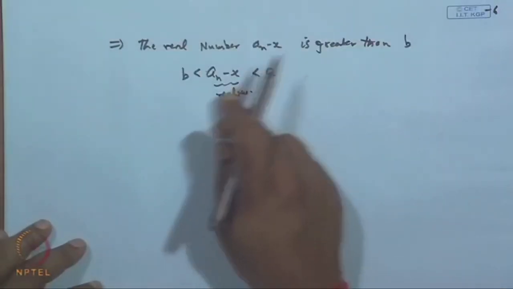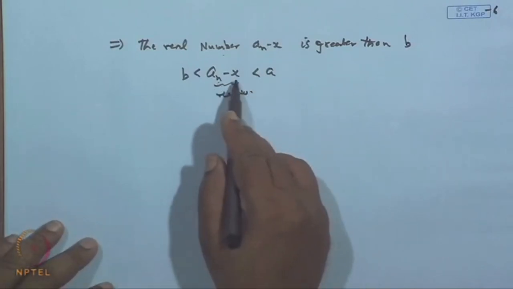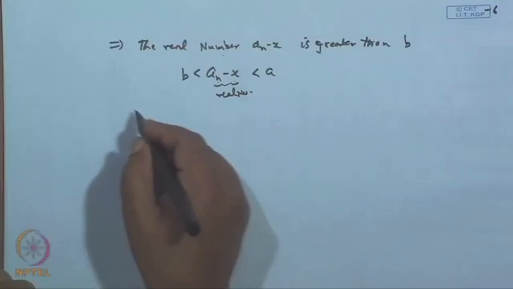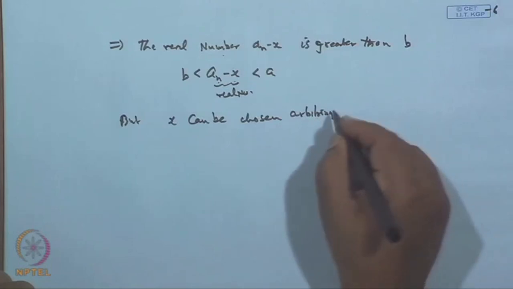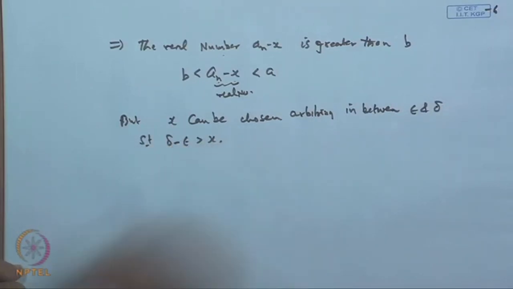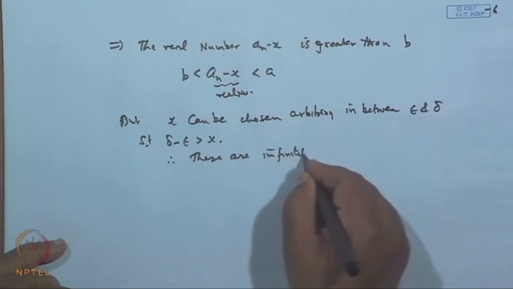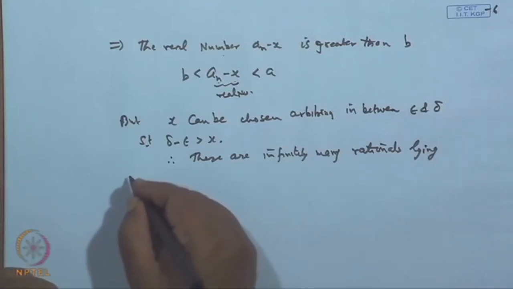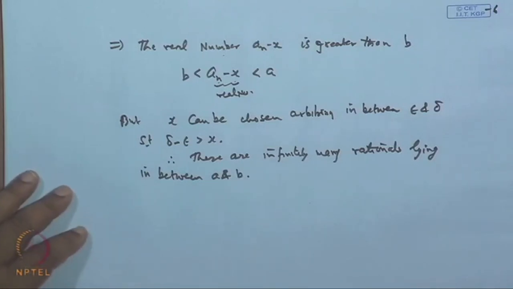So as soon as you change x, there are infinite number of real points lying between a and b, and in fact these are all rational points. These are all rational points because a and a are rational, x is also rational. And we are taking a sequence corresponding to n minus x itself, so it is a rational number. So this implies, but x can be chosen arbitrary in between epsilon and delta such that delta minus epsilon is greater than x, okay, condition. Therefore, there are infinitely many rationals lying in between a and b. That's the proof. Okay, so clear.